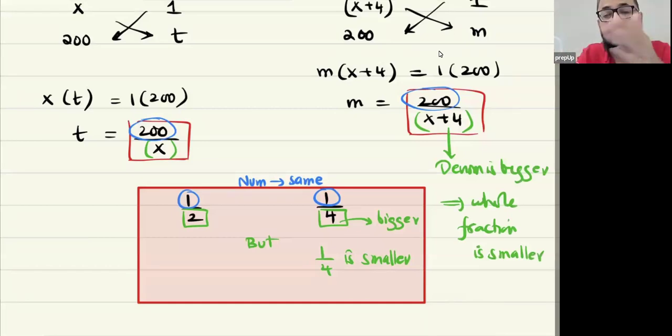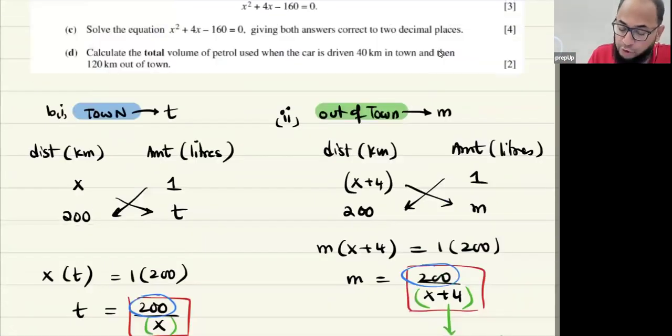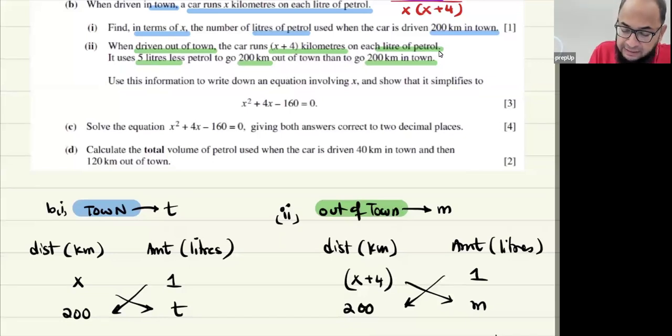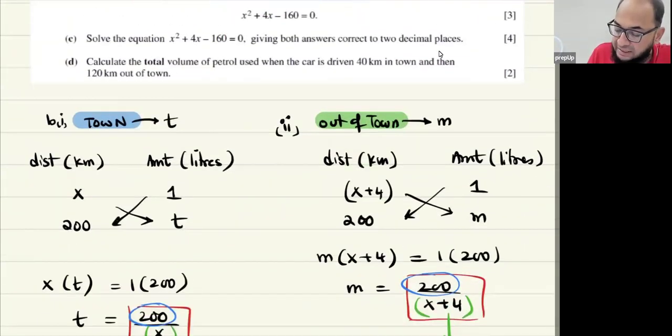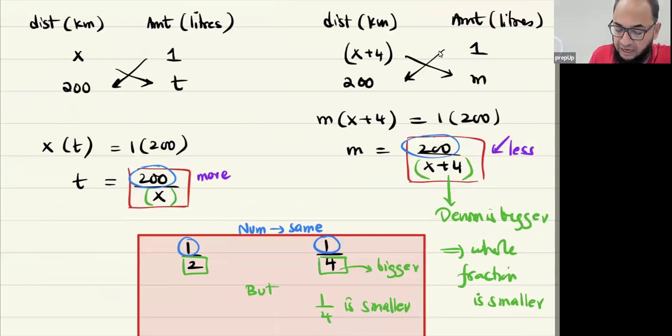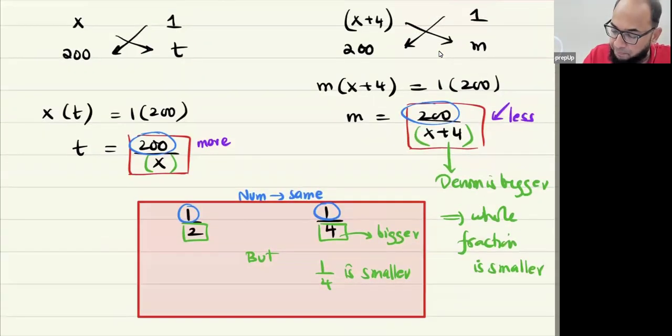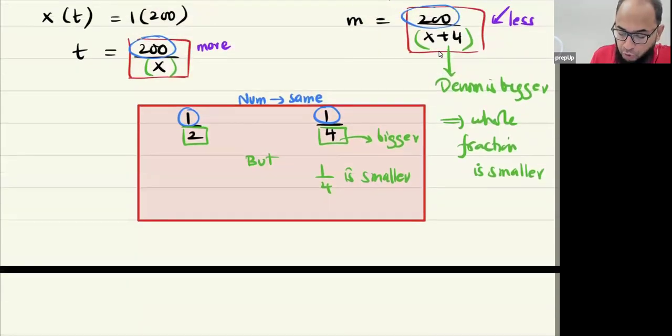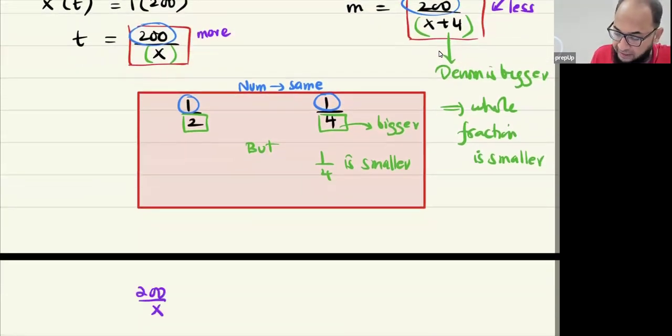X plus 4 is bigger, so the whole fraction is smaller, and it also says over here, let me just erase this. What it says is that it uses 5 liters less petrol to go 200 kilometers out of town. So this is less consumption, and this is more consumption. So I need a page over here. Now 200 over x minus 200 over x plus 4, the difference in the consumption is 5.